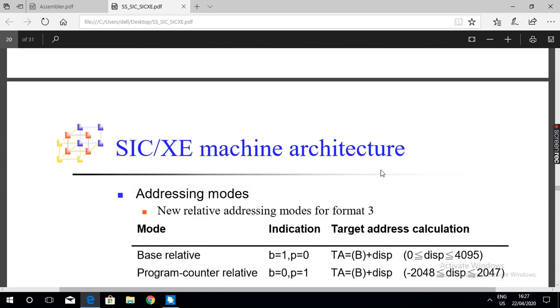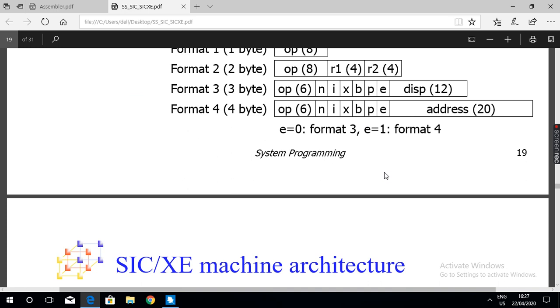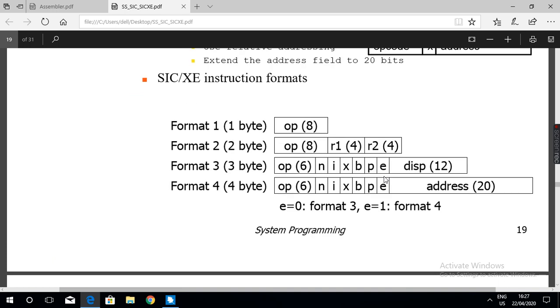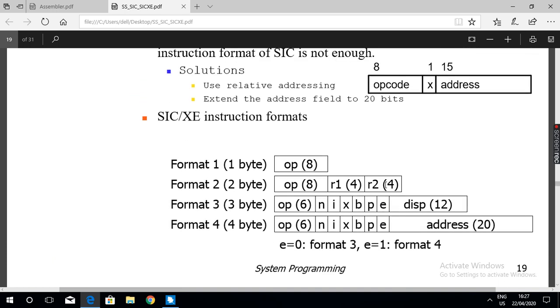So this is about the different instruction formats. You can also refer to my notes for examples of each type of instruction.